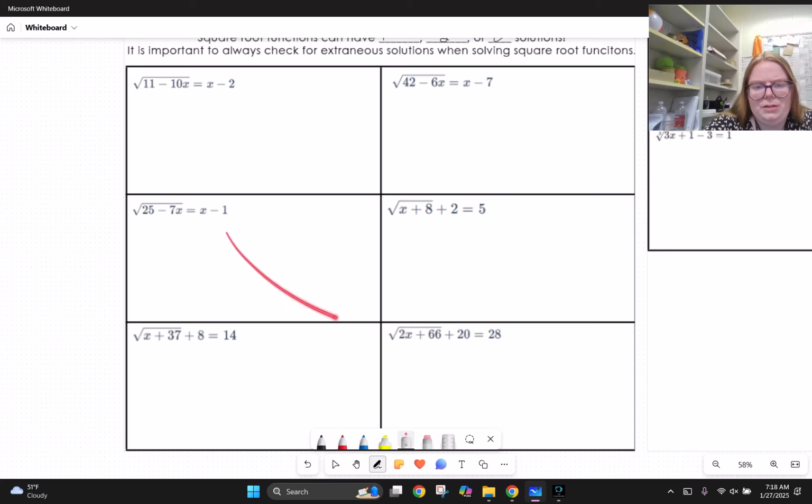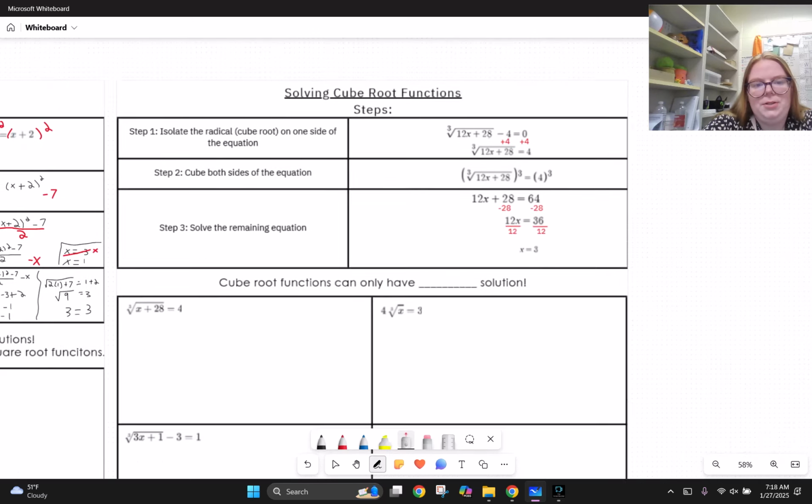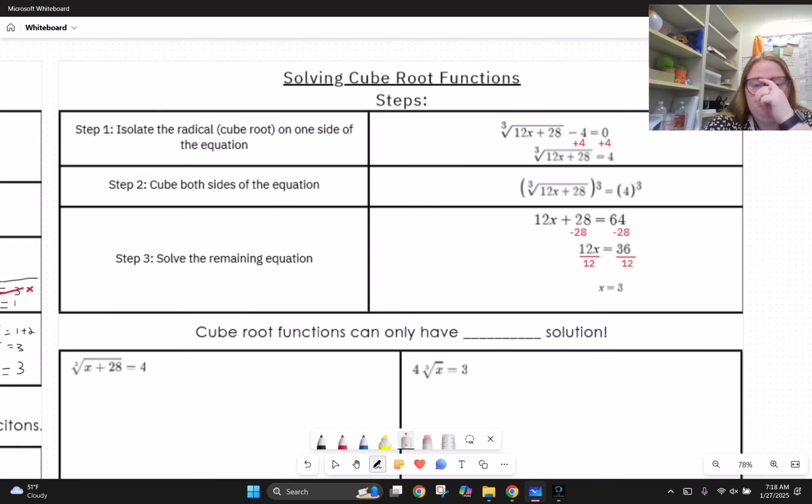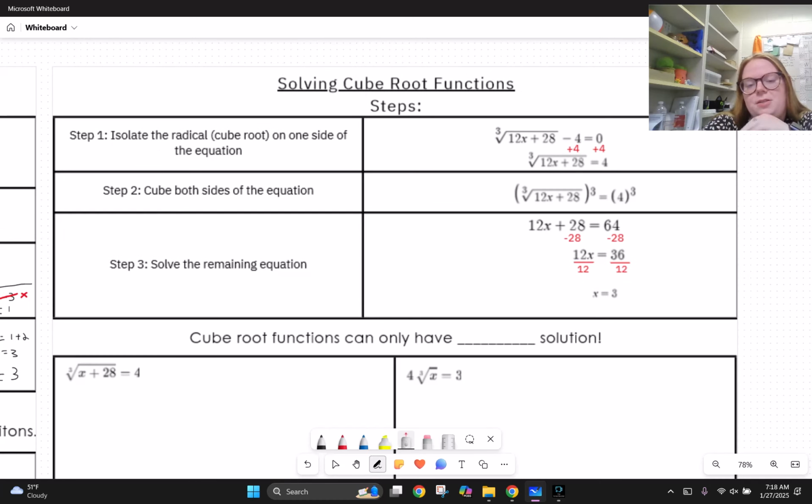I'm going to come back to some of these other examples later in the video, but if you do need to, try these on your own if I don't get back to them. But we're going to move on to some cube roots now. And then we'll go back and see some more examples.